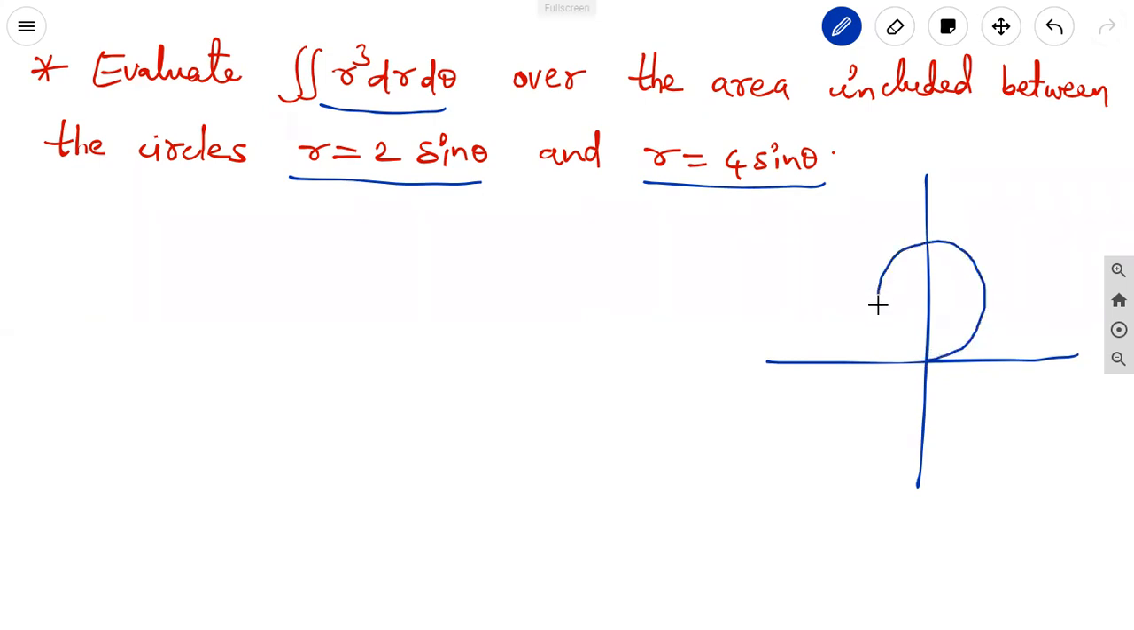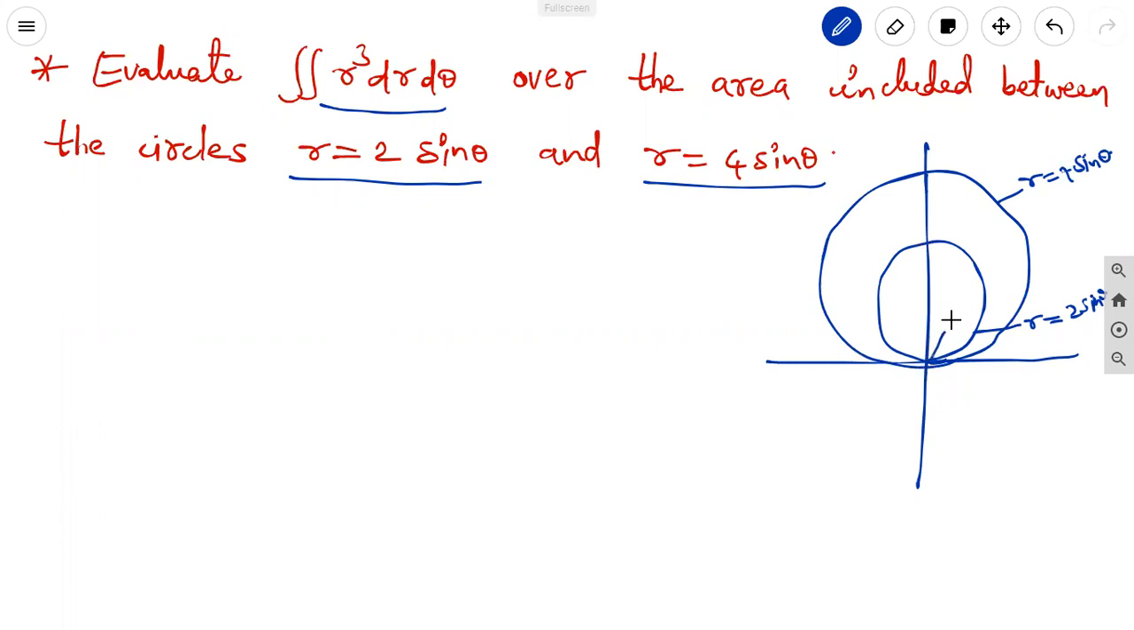We can take r = 2 sin theta as one circle, and one more circle r = 4 sin theta. Why? Because it is on the vertical axis. We take the line from the pole, and then we can find the area in between the circles. So we can find this area.